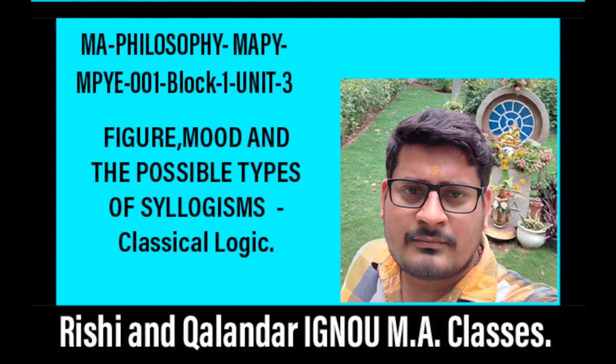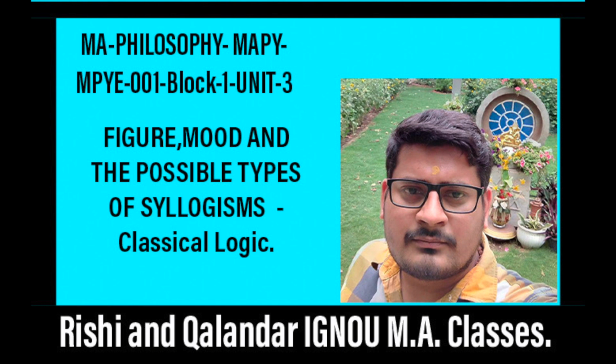First figure: AAA, Barbara. EAE, Celarent. AII, Darii. EIO, Ferio. Second figure: EAE, Cesare. AEE, Camestres.